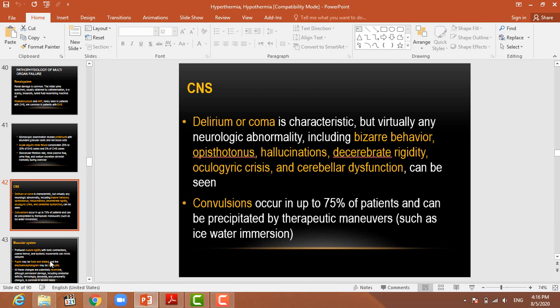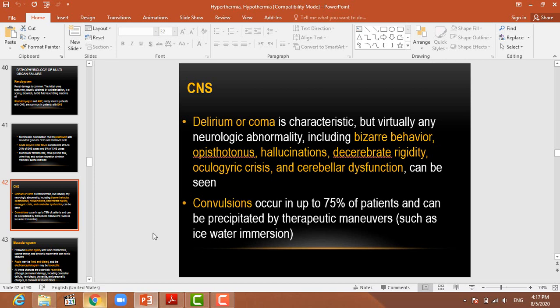Hallucination means someone is saying that someone is calling me, but actually that person is not there. I am looking, and some person is there, but that person is not actually there. And then decerebrate rigidity, ocular crisis, cerebral dysfunctions, all these things may be present. Although this is not a hard and fast rule that all the symptoms should be there, some of them may be there and some may not be there.